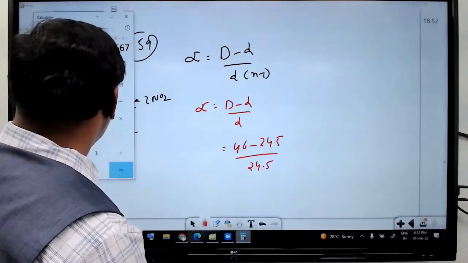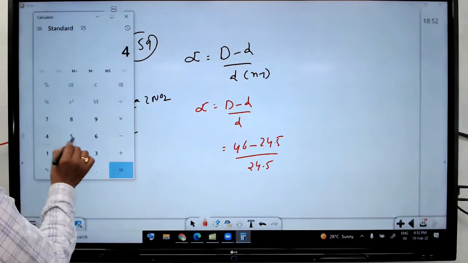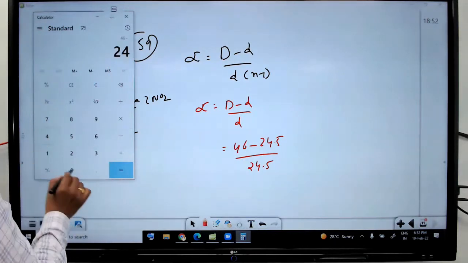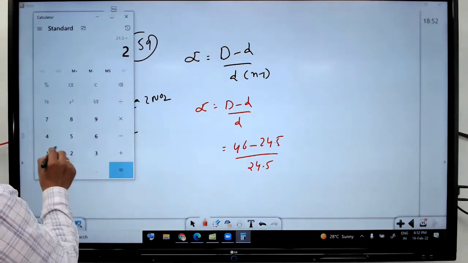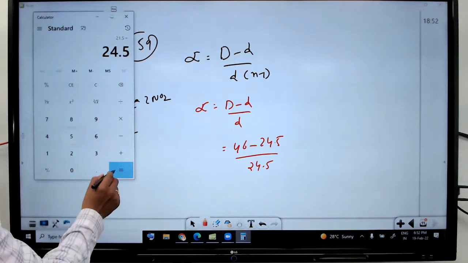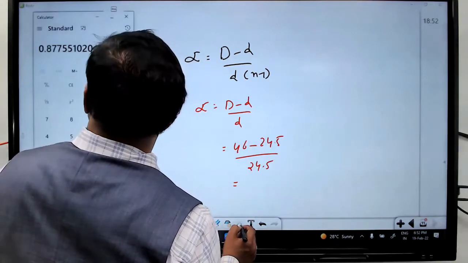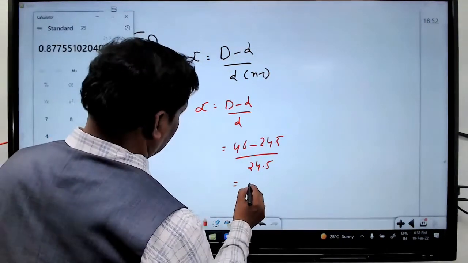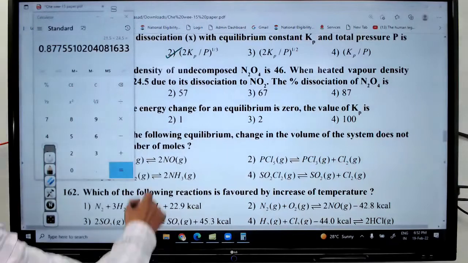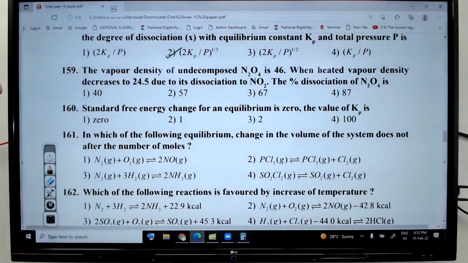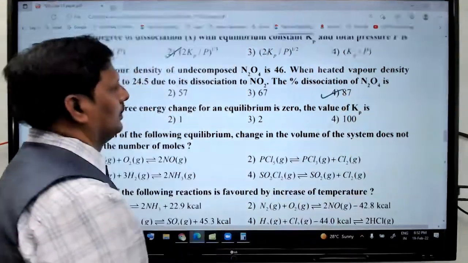46 minus 24.5 divided by 24.5, which is equal to 0.877. But they're asking for percentage, which means multiply by 100.